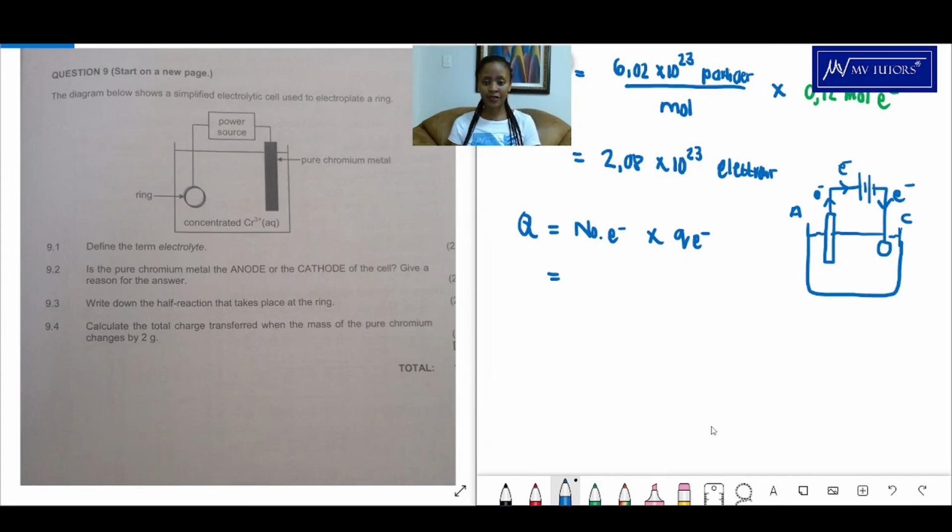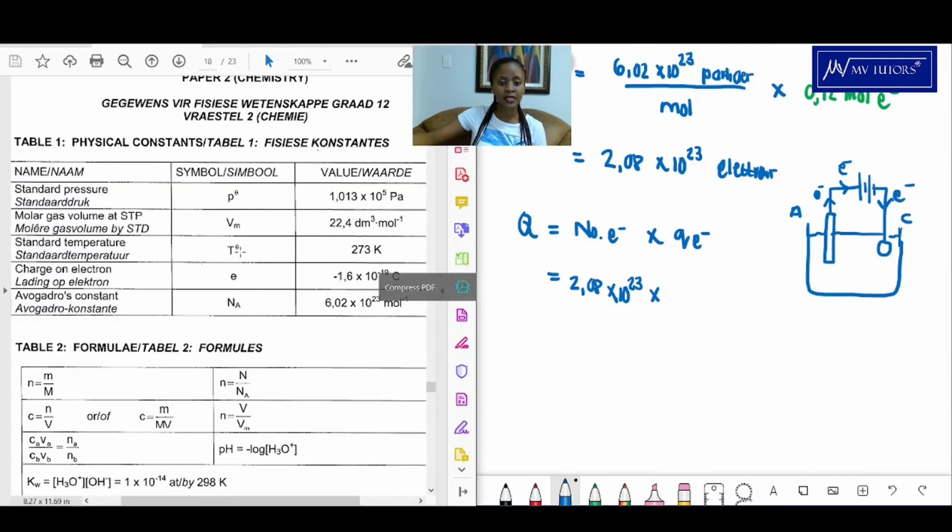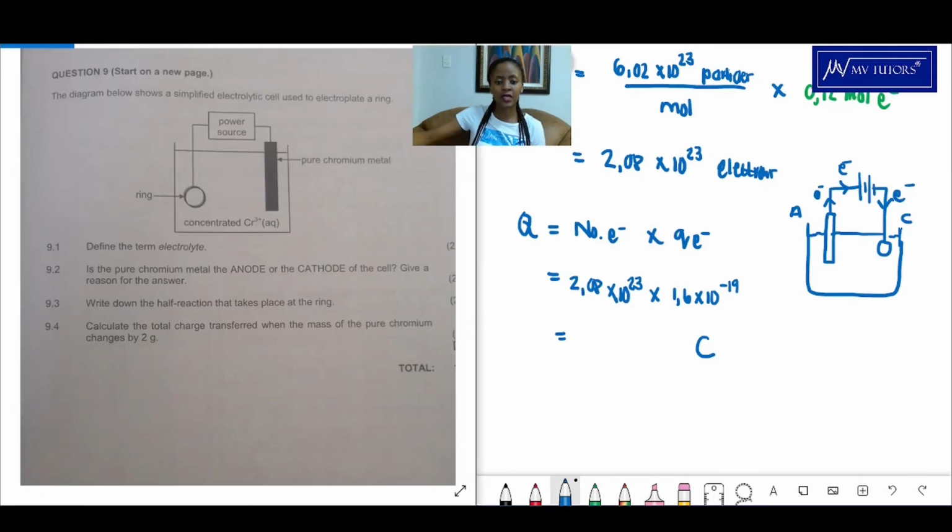So we have our number of electrons, which is 2,08 times 10 to the power 23. And we have the charge of an electron, so just in case you forgot, it's negative 1,6 times 10 to the power minus 19. Your answer here, because it's charge, you're going to end up with Coulomb. I'm not really including the negative sign there. I don't know how the marking arrangement is going to be, but I'm not going to include the polarity of it.